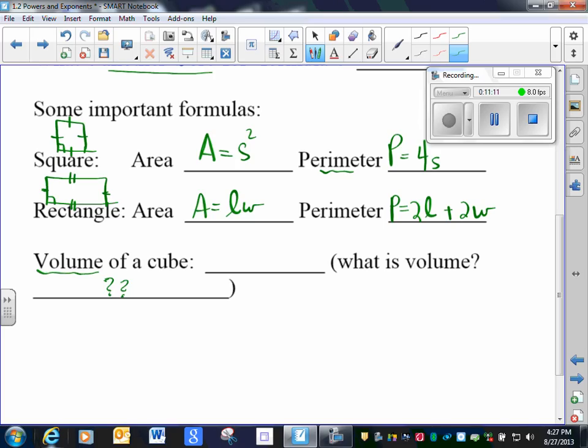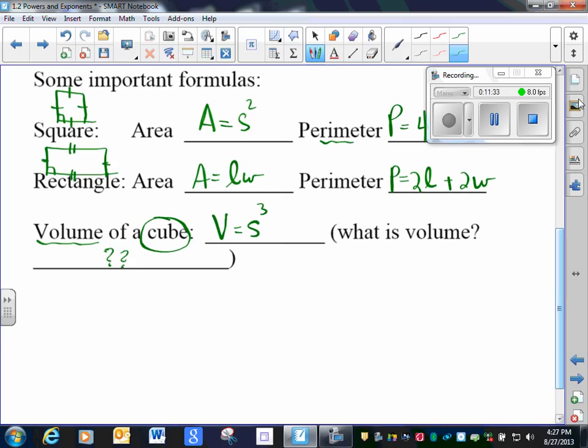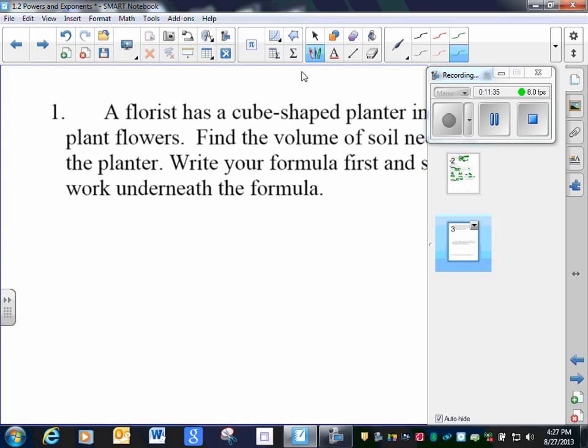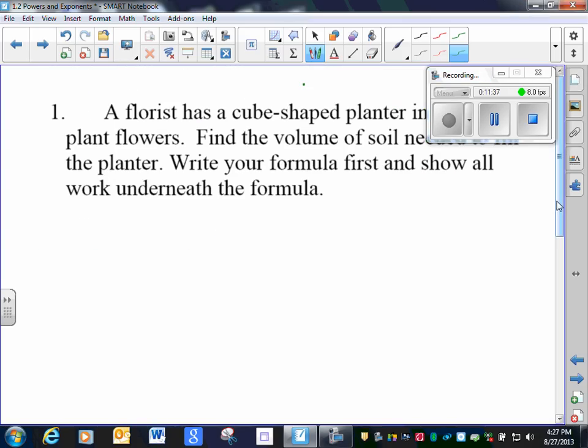Formula. Volume is equal to, and because it's a cube, all of its sides, its length, its width, and its height are the same. So again, we can use side, and we're going to take it to the 3rd power, side cubed. So those are the formulas for this section. Got a couple little problems here, and then we'll be done.